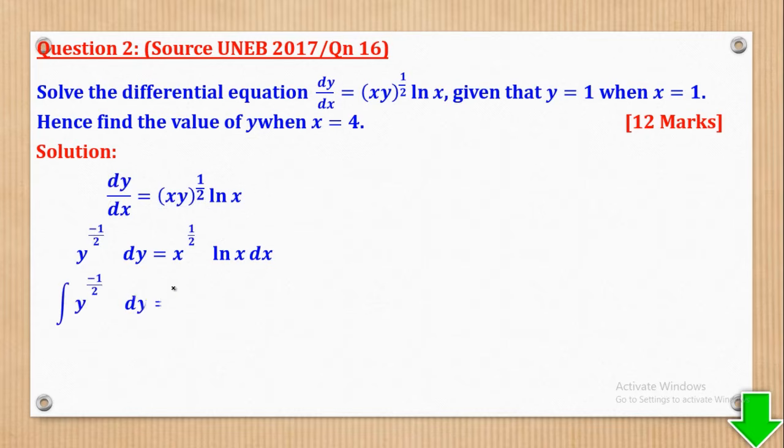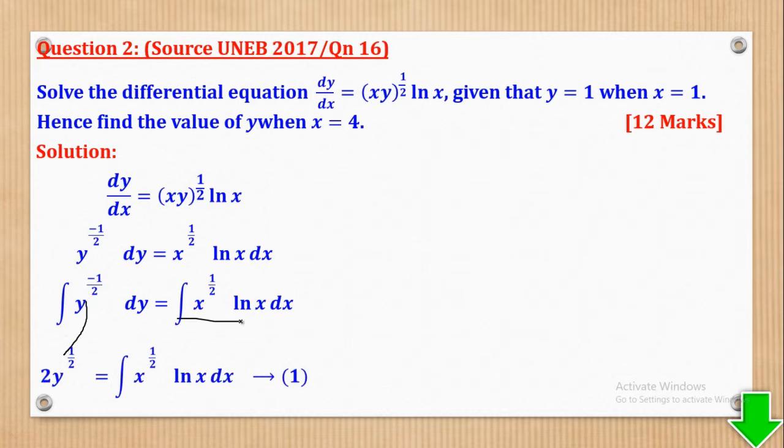So next is to put integrals on both sides. And after that, we shall integrate using the knowledge of integration. So integrating this gives you that. And this one will need integration by parts.